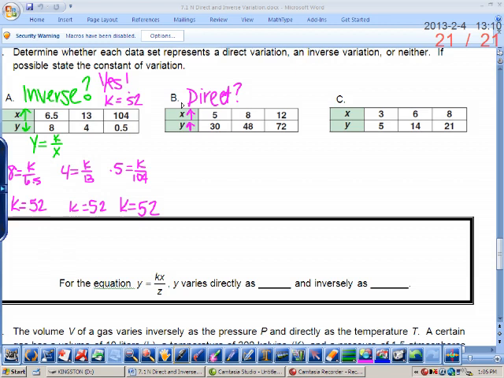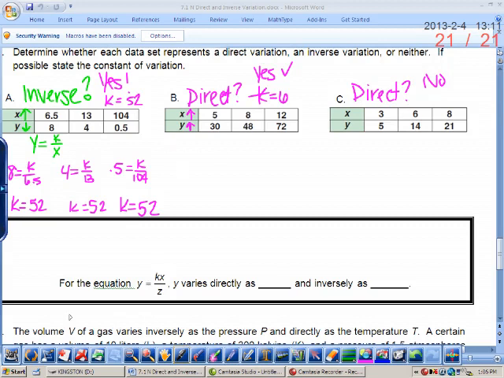All right. So on B, when you tested direct, did it work? Yes. And what was your K value? All right. On C, what did you check? Direct. Did it work? No. Why not? Good. K was not constant.